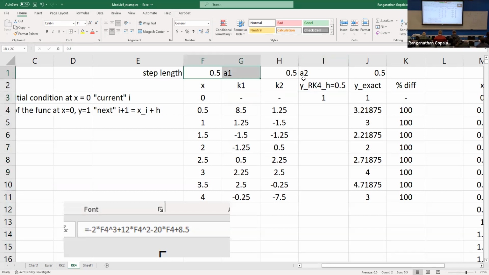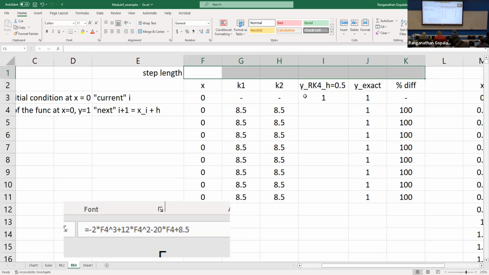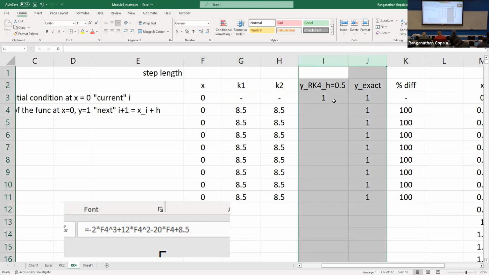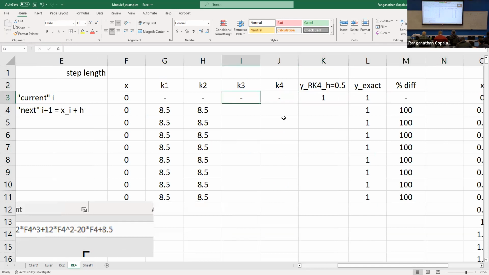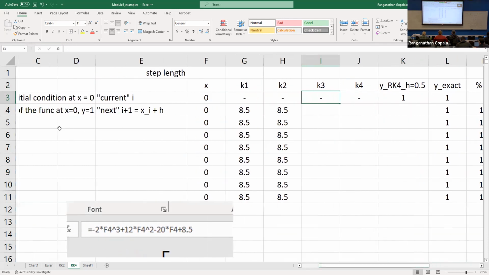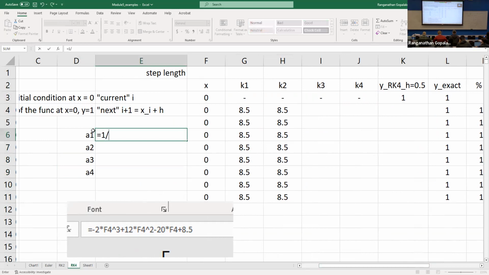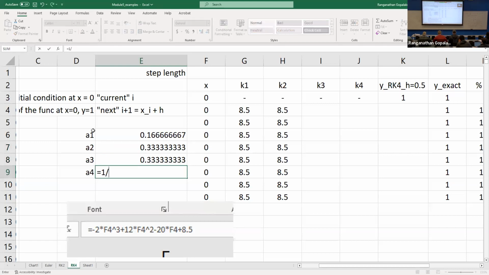So if you are here with me, I'm going to delete the top row, add 2 columns, and call them K3, K4. Of course, for the first value, which is the initial condition, we don't have those values. Then on the side here, I'm going to write A1, A2, A3, A4: 1 by 6, 2 by 6, 2 by 6, 1 by 6.